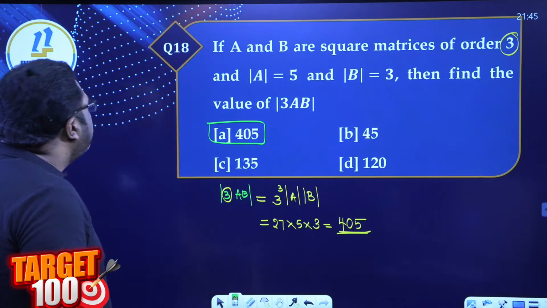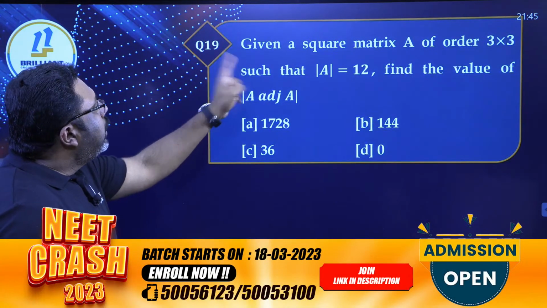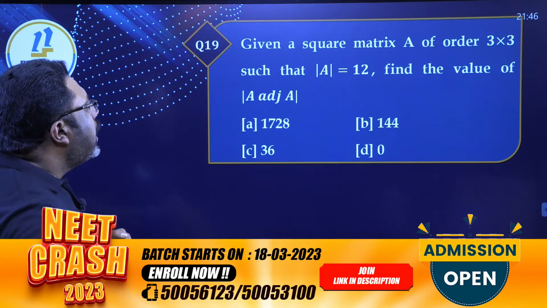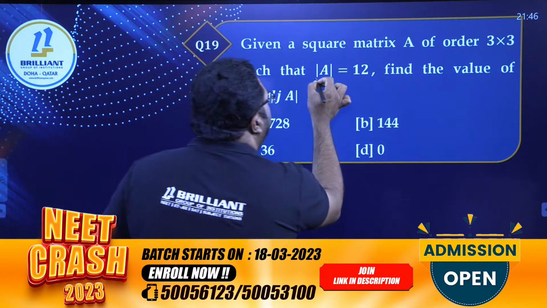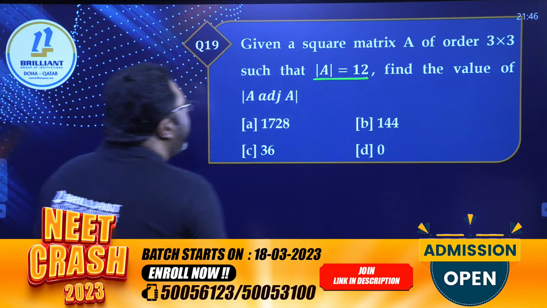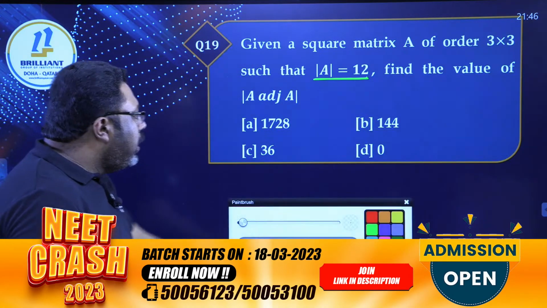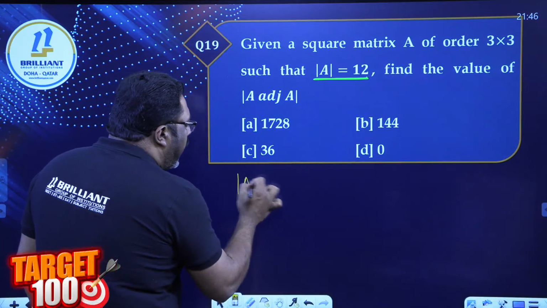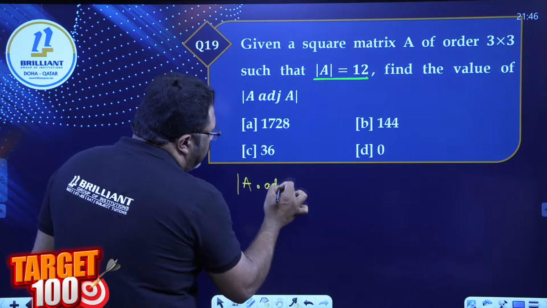Okay, moving on. Given a square matrix A of order 3 by 3 and the determinant of that matrix is 12, find the value of determinant A into adjoint A.